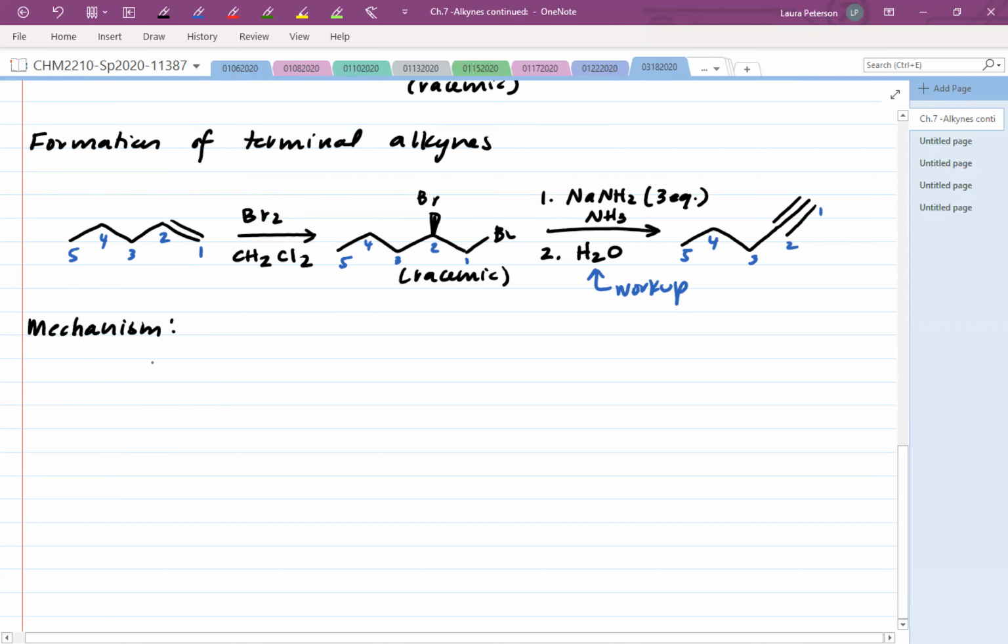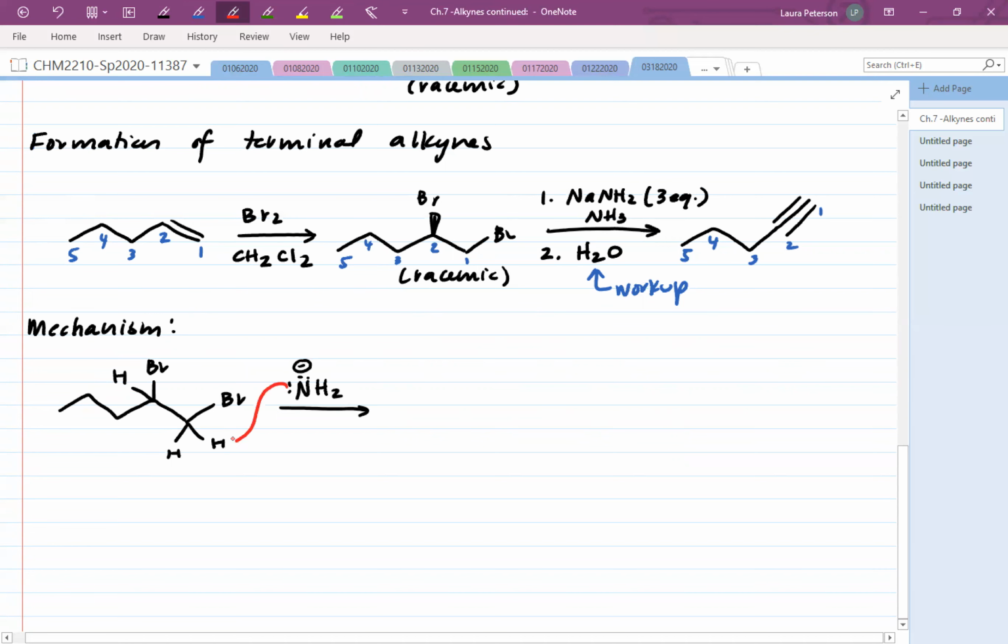I'll draw that upside down. I'll keep it the same way so that it's easier to follow. Okay, so here's our dihalide. Again, I'm going to draw in the hydrogens at those positions so that we can write the mechanism. Okay, so we're going to use our first equivalent of NH2 minus.